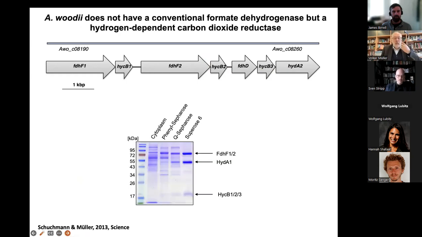And Kai Schuchmann in my group started to purify the enzyme, and that turned out to be quite successful. He purified the formate dehydrogenase activity, and that preparation had the expected subunits, FdhF1 and F2. So there's a second formate dehydrogenase. One encodes selenocysteine, the other one does not. So we do find both isoenzymes in our preparation. We do find the hydrogenase, and we do find the small iron sulfur containing subunits.